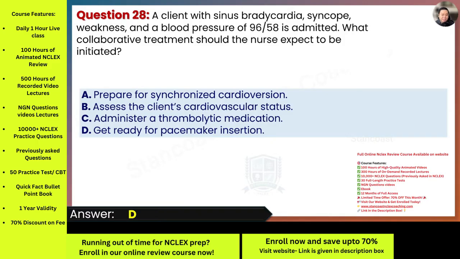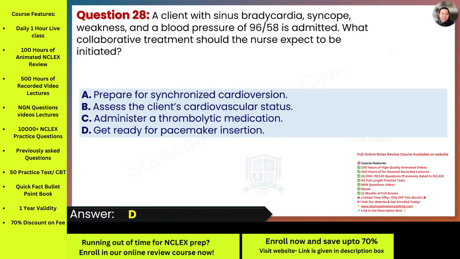What about letter B? Assess the client's cardiovascular status. This is common and also an important nursing action, but the question specifically asks about collaborative treatment. We know that assessment is essential for gathering the necessary data, but it doesn't directly address the treatment the client needs. And collaborative treatment involves working with a healthcare provider to implement the most effective solution, which in this case would be pacemaker insertion. Now, what about letter C?